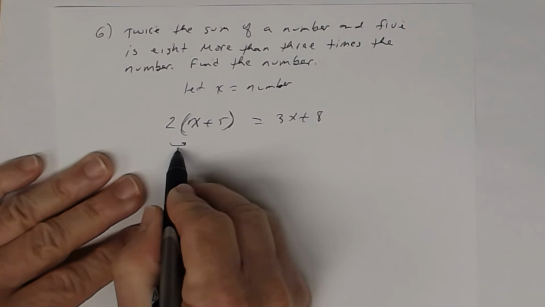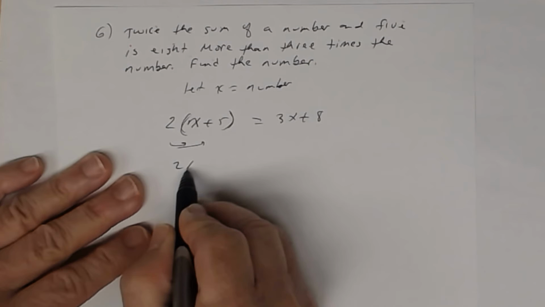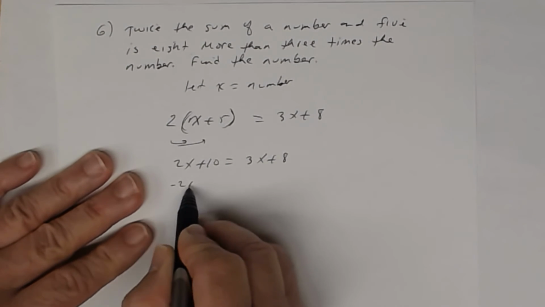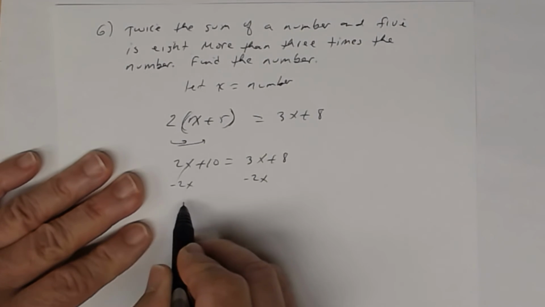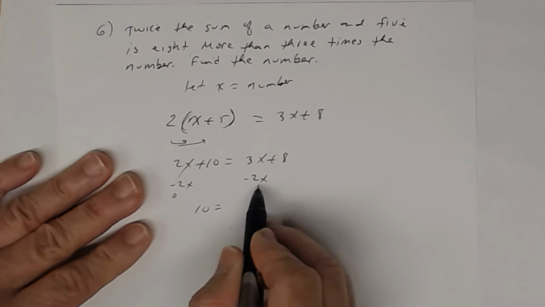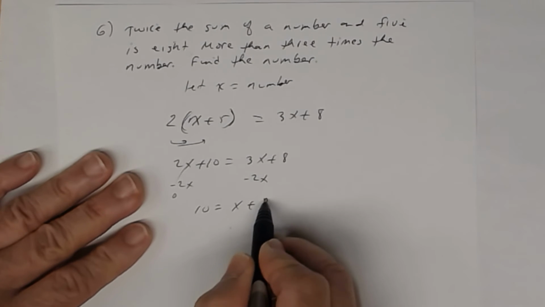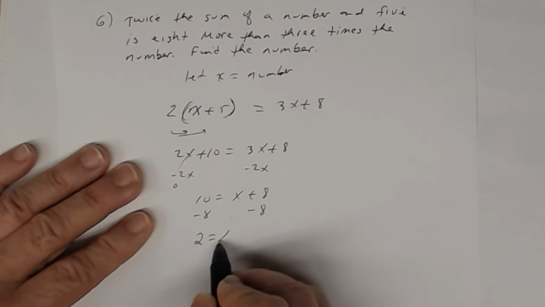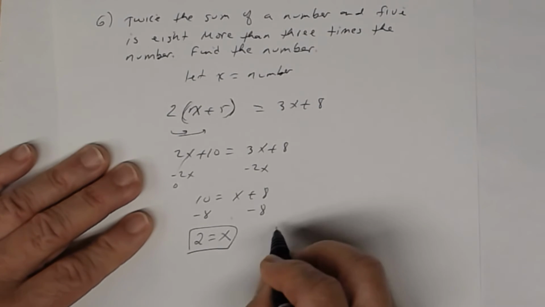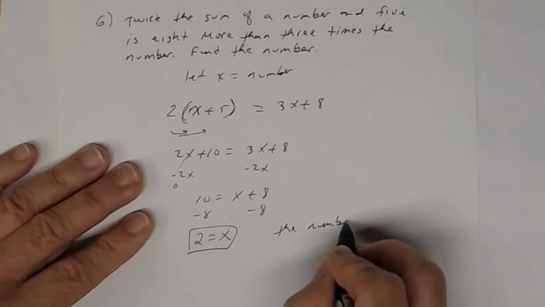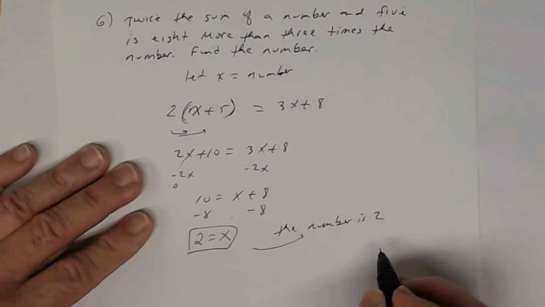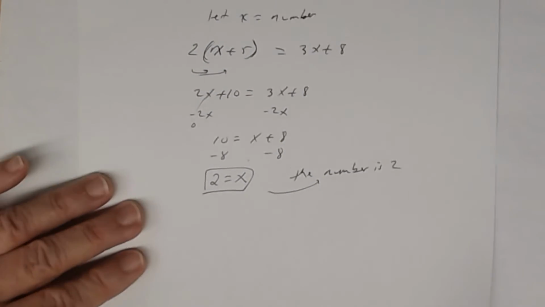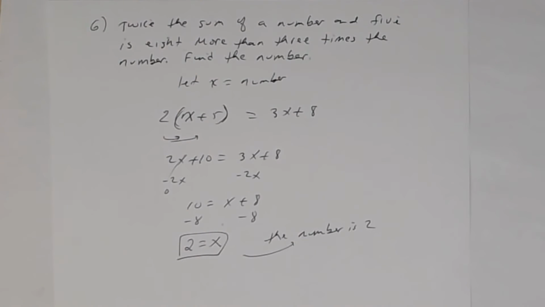So we have to use the distributive property here. So I get 2x plus 10 equals 3x plus 8. Subtract 2x from both sides. Combine like terms. I get 10 equals 3x minus 2x is x plus 8. Subtract 8 from both sides. 10 minus 8 is 2. So I get x to be 2, so that's your number. So the number is 2. Okay? So if you're asked to write in a sentence, that's what you would say. The number is 2. Okay, that was number 6. Let's go ahead and look at number 7.